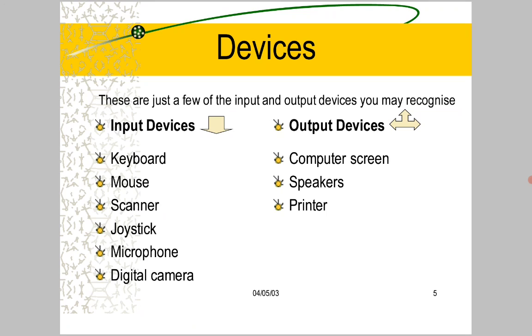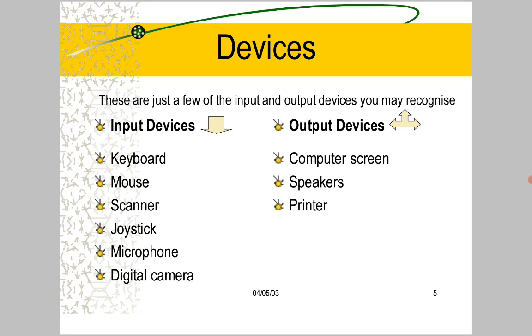So what are the various input devices and output devices we may use regularly? These are just a few of the input and output devices you may use. Input devices are keyboard, mouse, scanner, joystick, microphone, digital cameras. And regularly used output devices are computer screen, speakers and printers. These are the standard and regularly used input output devices on a computer.